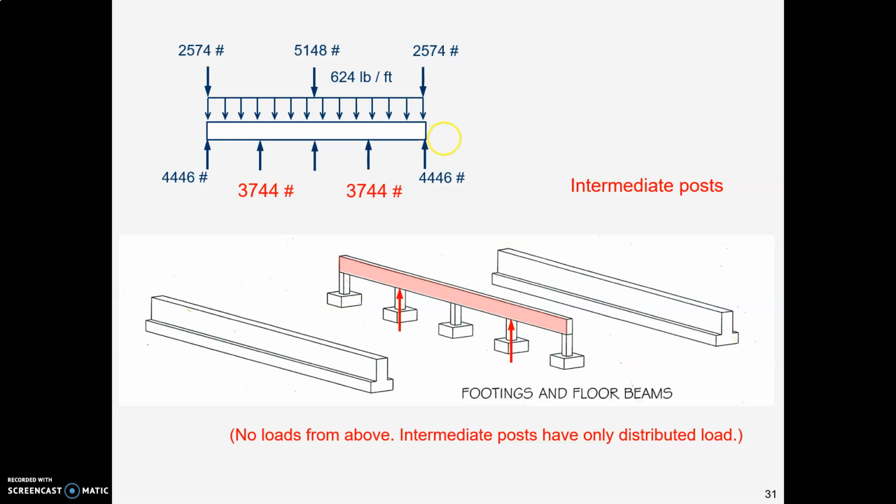Now turning again to our free body diagram of our floor beam, we can just write 3744 on our diagram because that's the only load here. There are no columns coming down from above to complicate things. It's just that distributed load from the floor and joists, 3744, on each intermediate post. There are those intermediate posts.